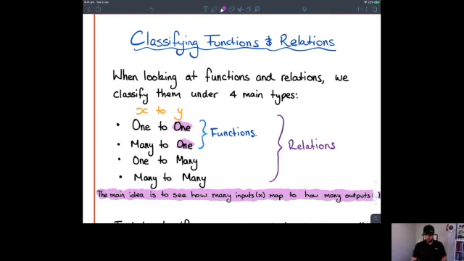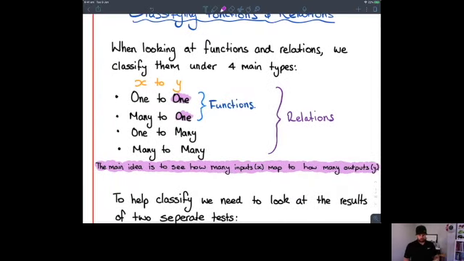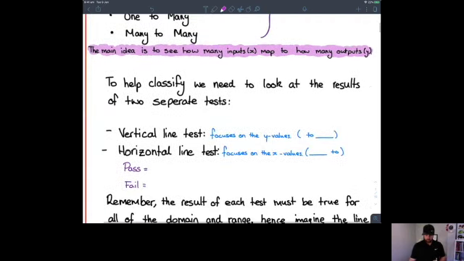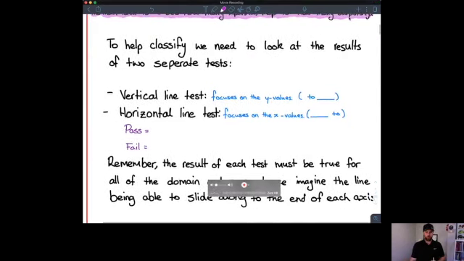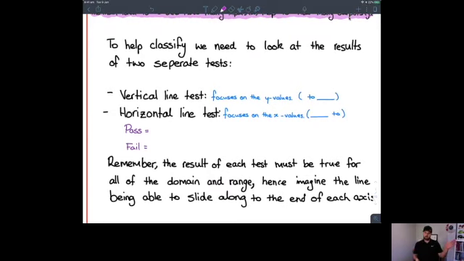And again, like I was saying in that highlighted part, the main idea is to see how many inputs of our x map to how many different outputs of y. And we're going to use two different tests to clarify them. We're going to look at the results of two separate tests. Now, one of these tests we already know: the vertical line test. That's a test that we use to determine if something was indeed a function or not. If it passes the vertical line test, it's a function, because that means the vertical line intercepts a graph only once. And because it only intercepts it once, it passes and it becomes a function.